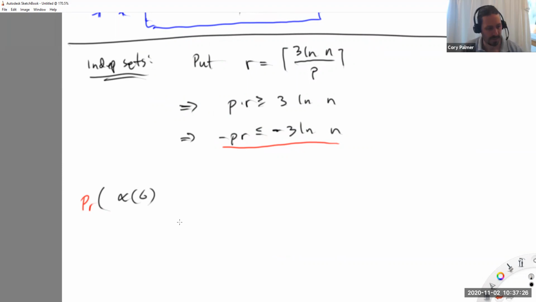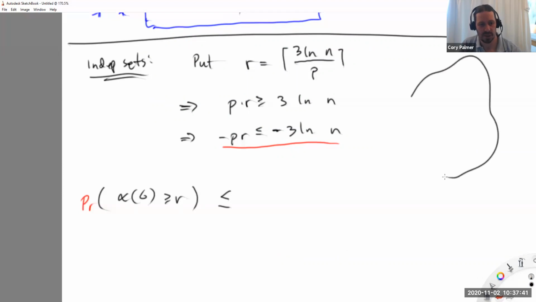What's the probability that my independence number is at least R? So that I have an independent set of size R or potentially greater. I want to know this probability here. Well, let's give an upper bound on it in a very, very simple way.